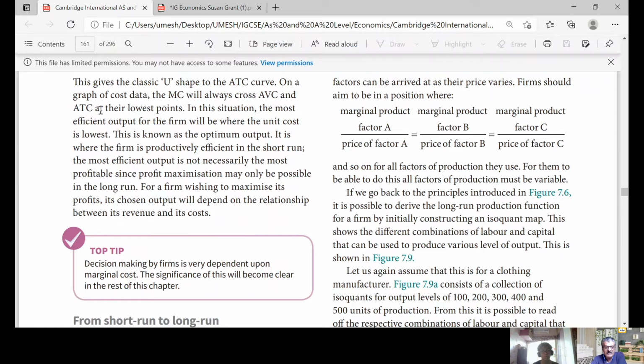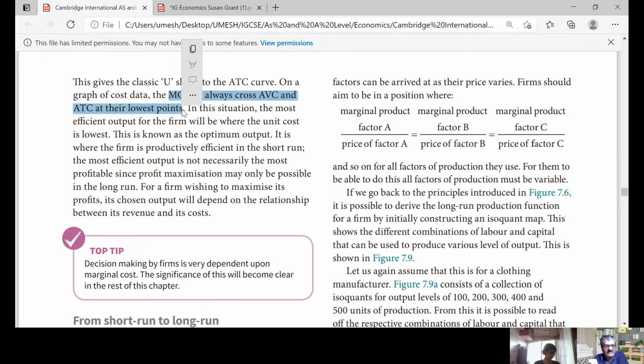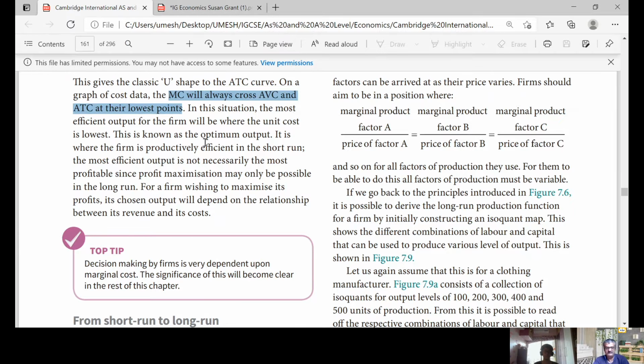Again, I will read that. On a graph of cost data, the marginal cost will always, underline it, marginal cost will always cross average variable cost and average total cost at the lowest point. In this situation, the most efficient output for the firm will be where the unit cost is lowest. This is known as the optimum output.